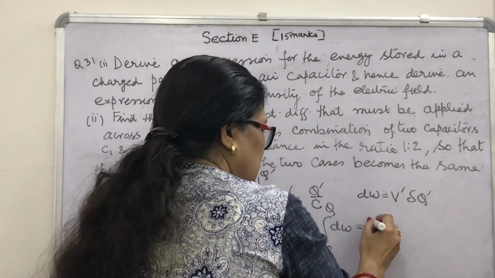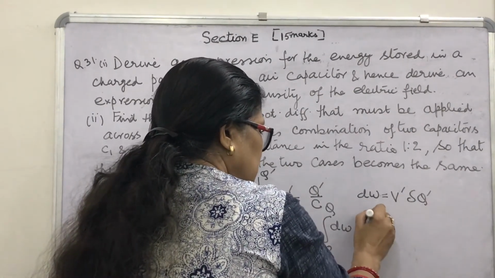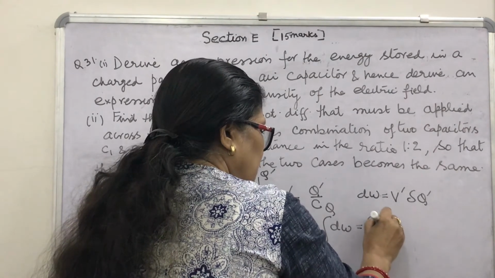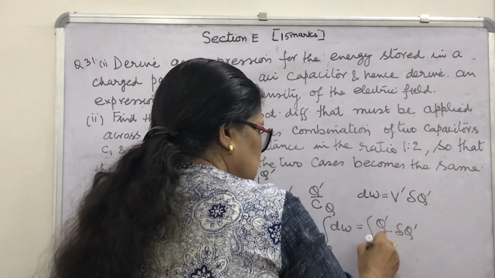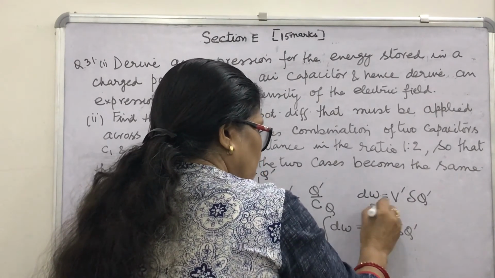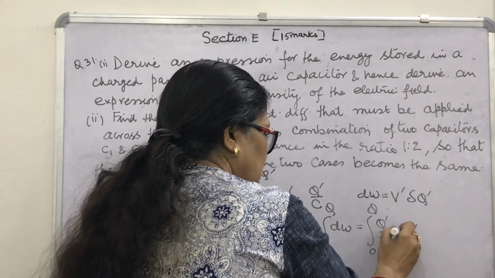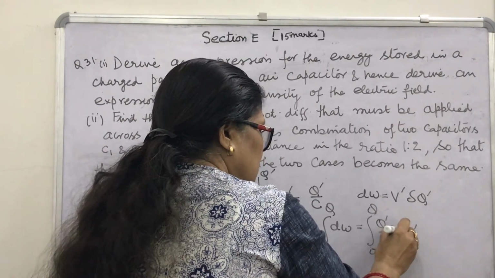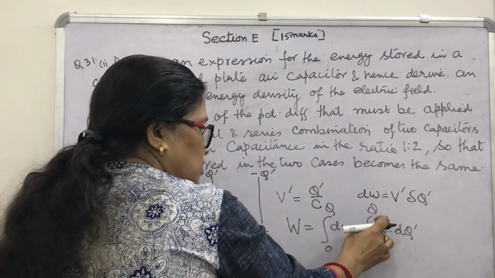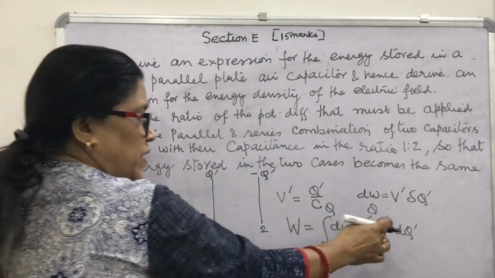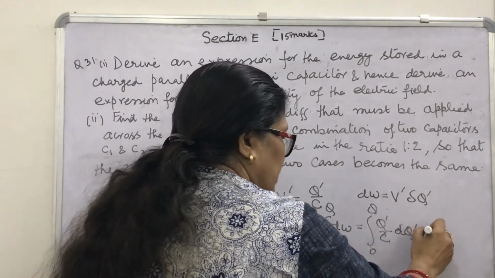What will you do here? You can write this V dash as Q dash upon C. So this will be Q dash upon C dQ dash, from 0 to Q. We can write this as dQ, a small charge amount. What is the integration of Q dash dQ? Q square upon 2.